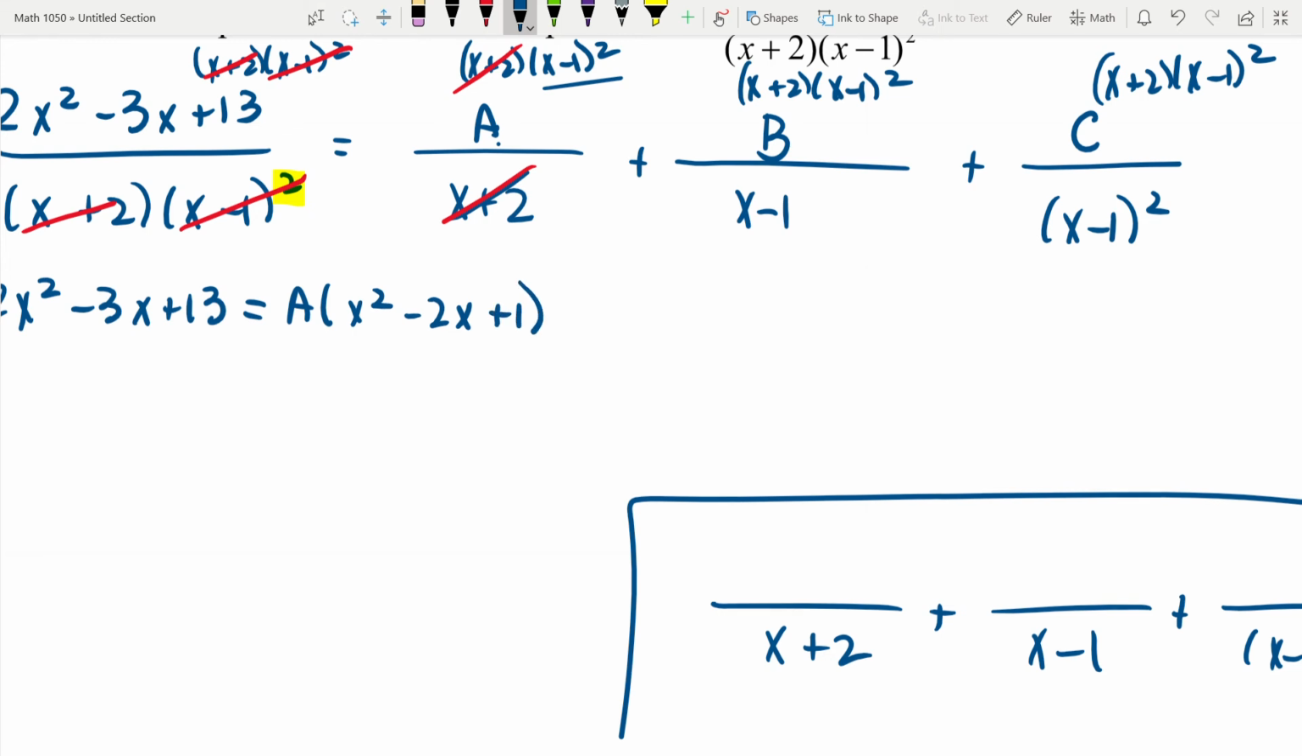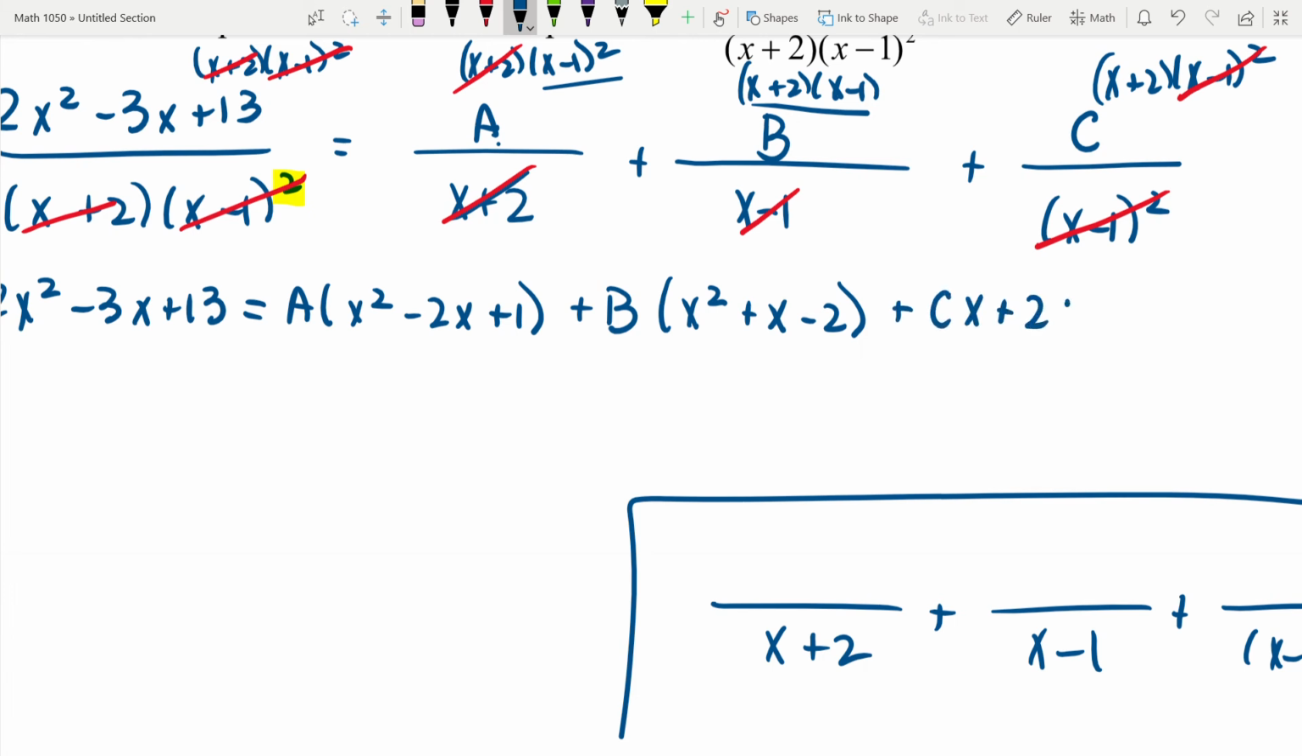That's what I've got. Next fraction. This x minus 1 cancels with one of those two x minus 1's. So now I'm going to go plus b, then I'm going to FOIL x plus 2 times x minus 1. When I do that, I get x to the second plus x minus 2. The last one, this x minus 1 squared cancels with that x minus 1 squared. I distribute the c, and I get cx plus 2c.